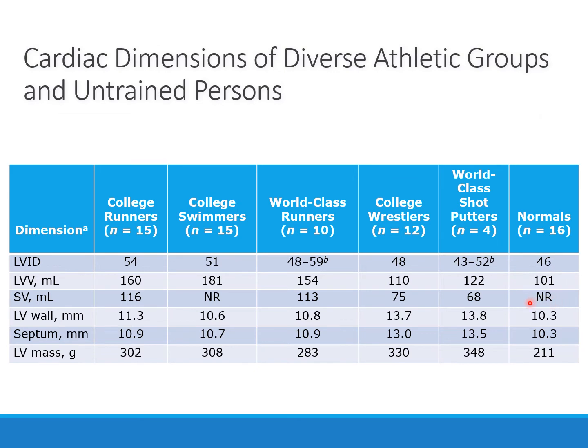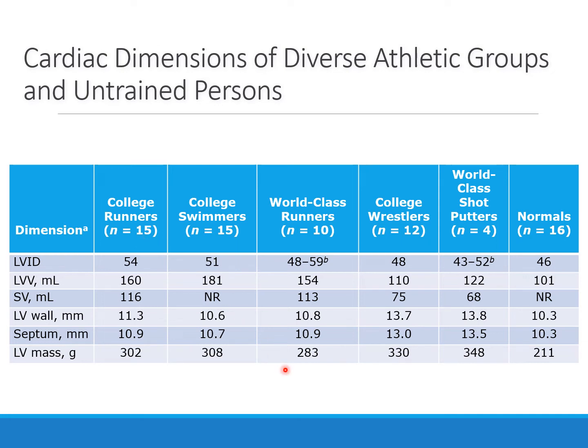What's the left ventricular wall width in millimeters? What's the septum width in millimeters? What's our left ventricular mass in grams? And then compare that against people who do more, not necessarily high impact, but more anaerobic and power training, like college wrestlers and shot putters, and then people who are more aerobically trained, like swimmers and runners, right? What do we see?